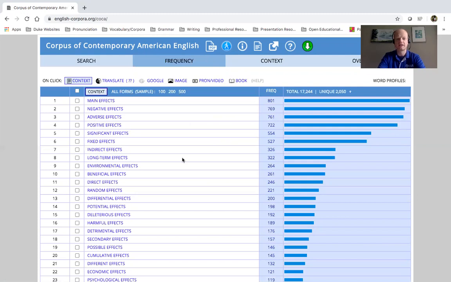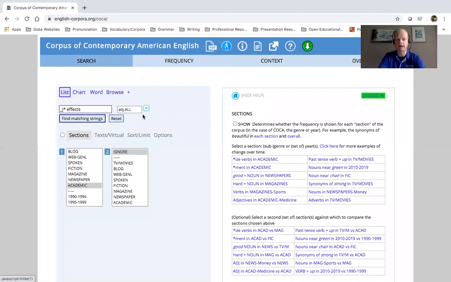So again, these are just ways to make your writing more precise, more academic, and more descriptive. And at the same time, perhaps clearing up some tricky grammatical questions that you might have in your own writing.